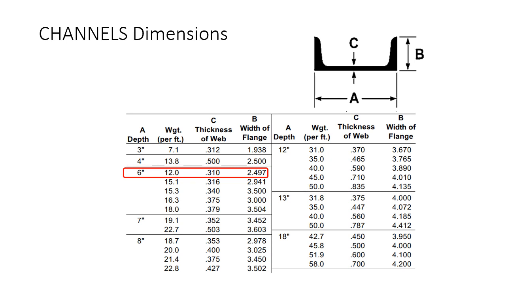So it's going to tell you the weight per foot, the thickness of the web, which would be dimension C. It tells us our depth, which would be dimension A, and then it's also going to tell us the width of our flange in B. So you can see these aren't all exactly the same. But it tells you for a 6-inch channel, the different depths and weights and other dimensions, thicknesses, etc.